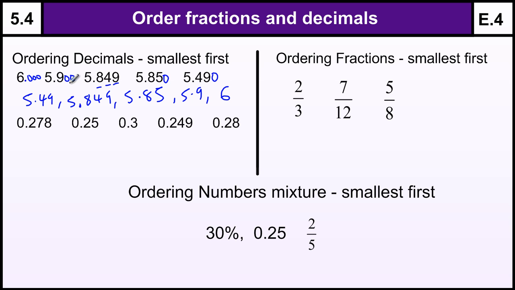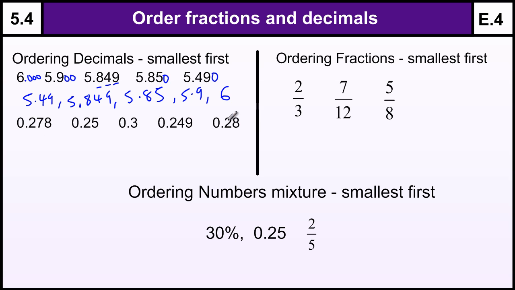Now the most common problem there is looking at these decimals and just going, well, that's a 9 and that's 849. That must be way bigger than that, but it's not, because these extra zeros, if we make them all line up, show us that that 9 is more important than that 8, and therefore it is bigger.